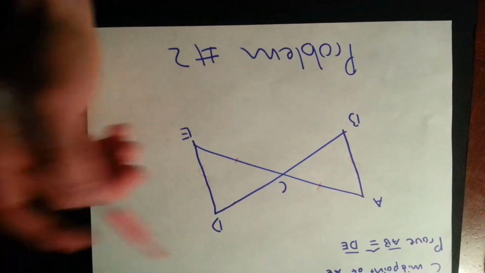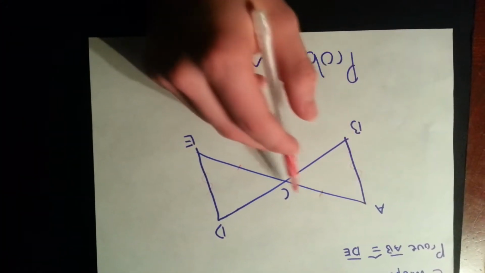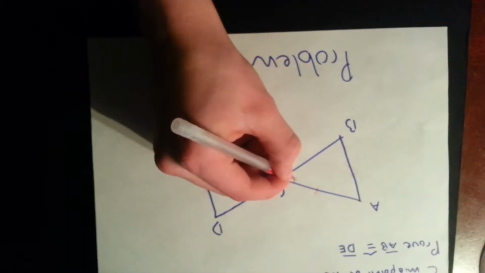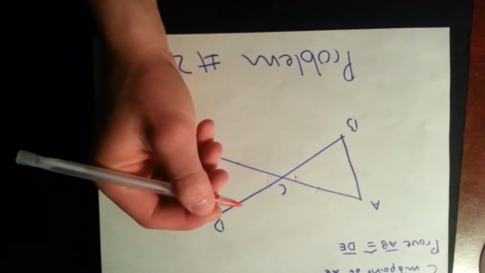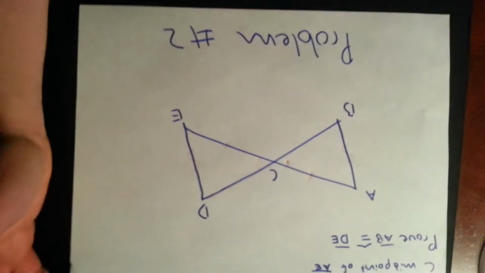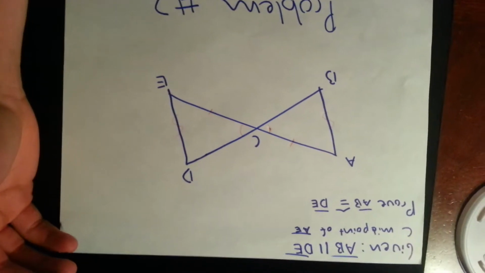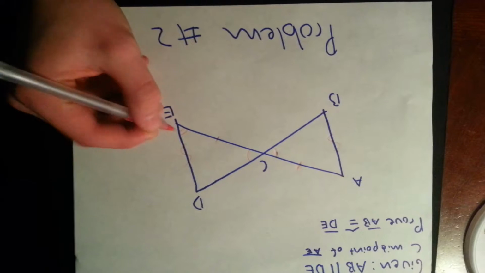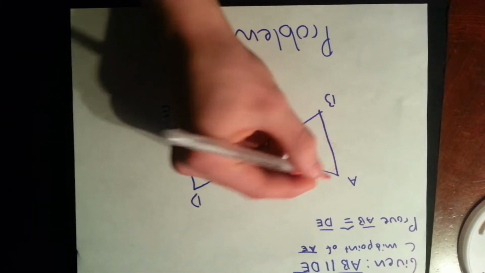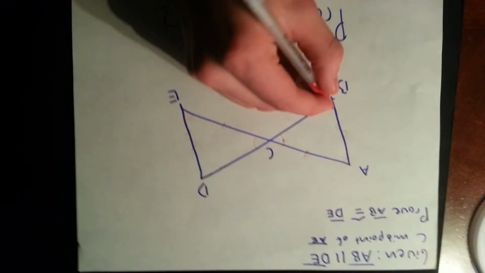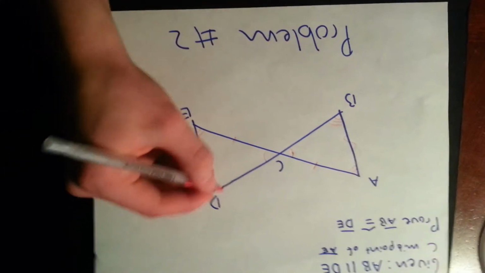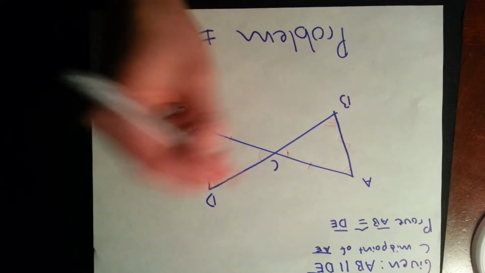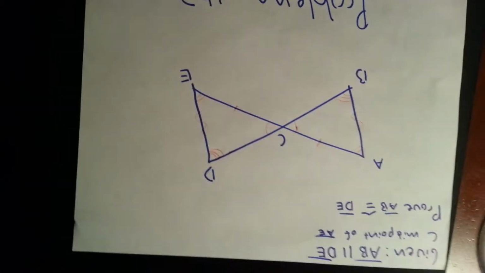What else do we have? Now we have ACB is congruent to DCE because they are vertical angles. Also, angle E is congruent to angle A because of alternate interior angles, as well as angle B is congruent to angle D because of alternate interior angles. And you're left with angle, side, angle for the triangles.